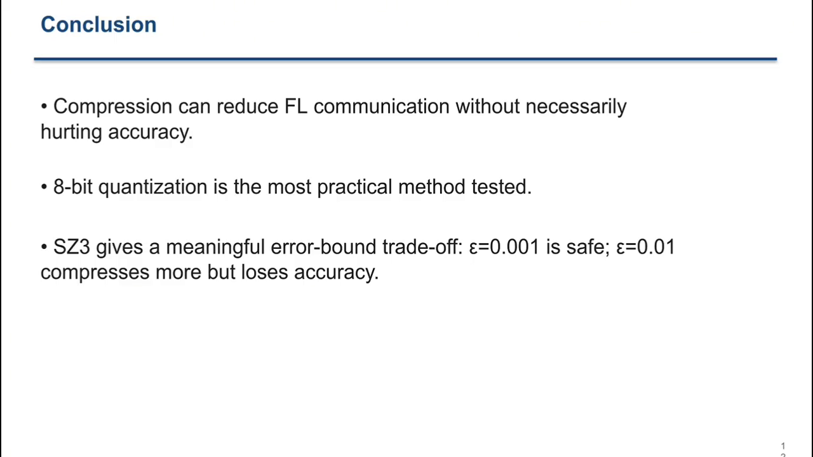Future work should test more clients, partial participation, larger models, update compression, and error feedback. The final takeaway is that communication-efficient federated learning is the balance between accuracy, bytes, and overhead.